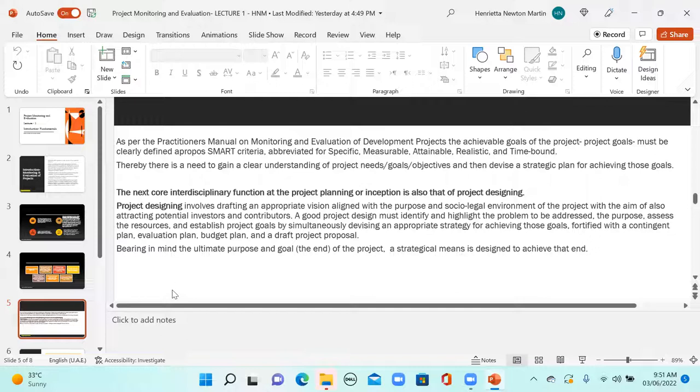So bearing in mind the ultimate purpose and goal, that is the end of the project, or for what purpose the project is, a strategic means is designed to achieve the end. So basically, it is the relationship between means and end. In a project, too, there's a relationship between the means and the end. The end is whatever the purpose of the project is. The means is the resources and the project itself, the design, the charter, the strategy which is involved, the means to an end.